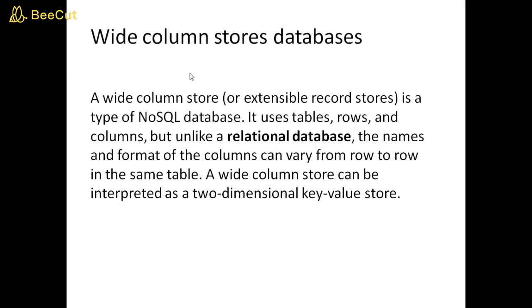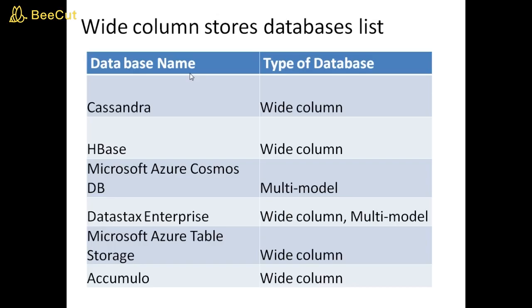Wide column stores. A wide column store, or extensible record store, is a type of NoSQL database. It uses tables, rows, and columns, but unlike a relational database, the names and format of the columns can vary from row to row in the same table. The wide column store can be interpreted as a two-dimensional key-value store. Wide column stores. Databases list.